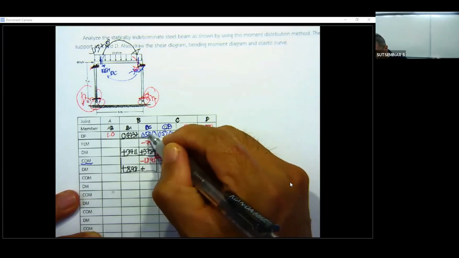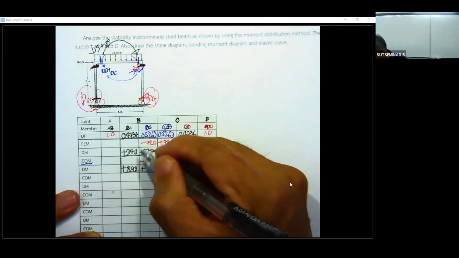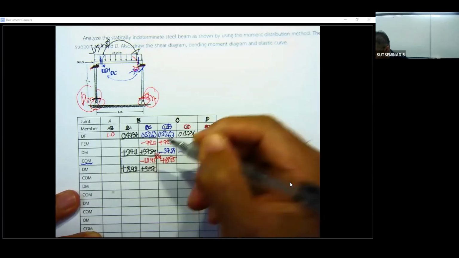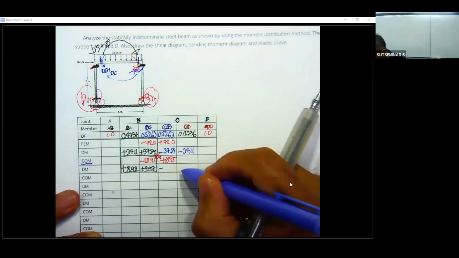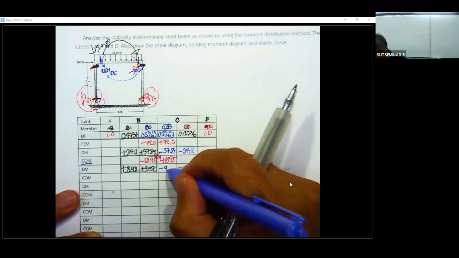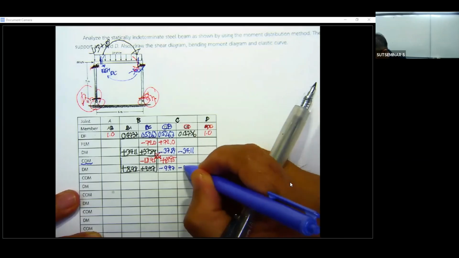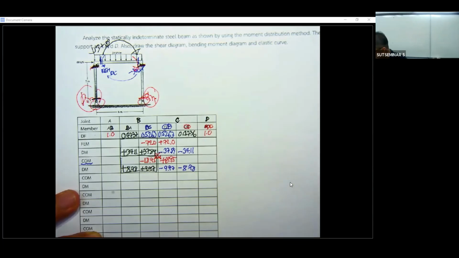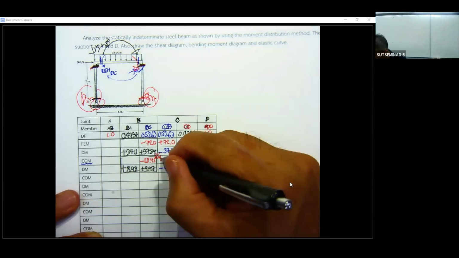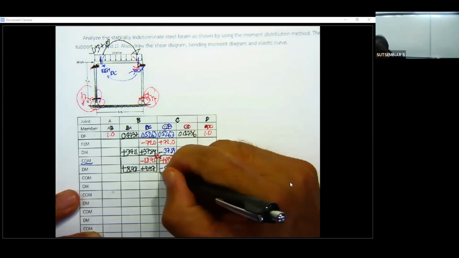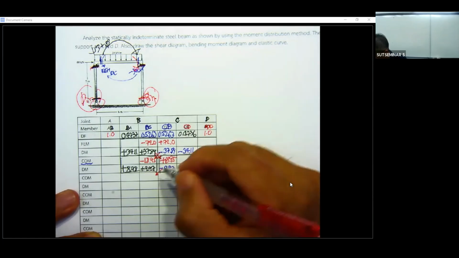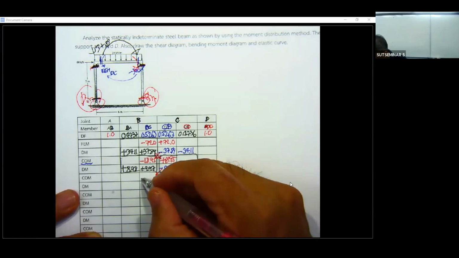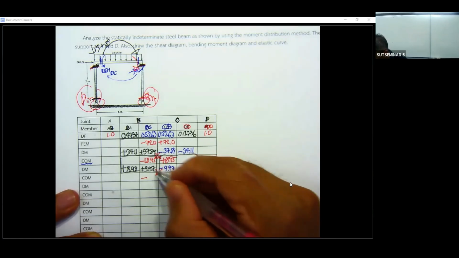18.95 times this one, you will get 9.97. And then come into this portion, this is plus, we require negative. You use the same thing, 9.97, 8.98. So it is in equilibrium. Okay.